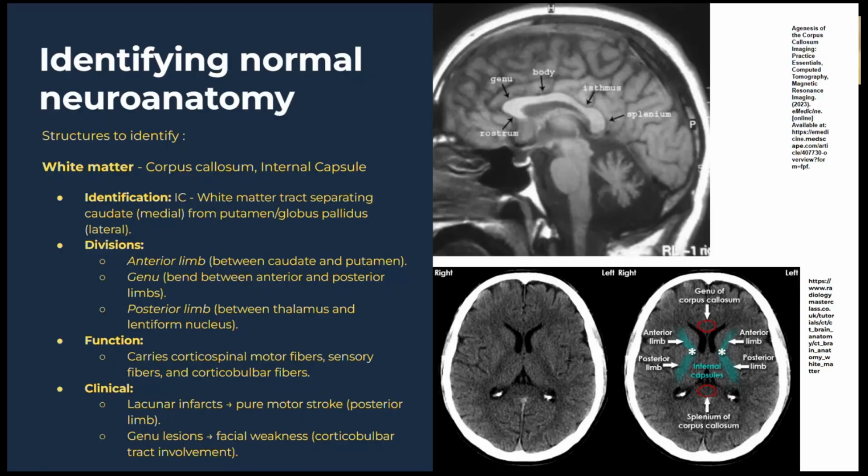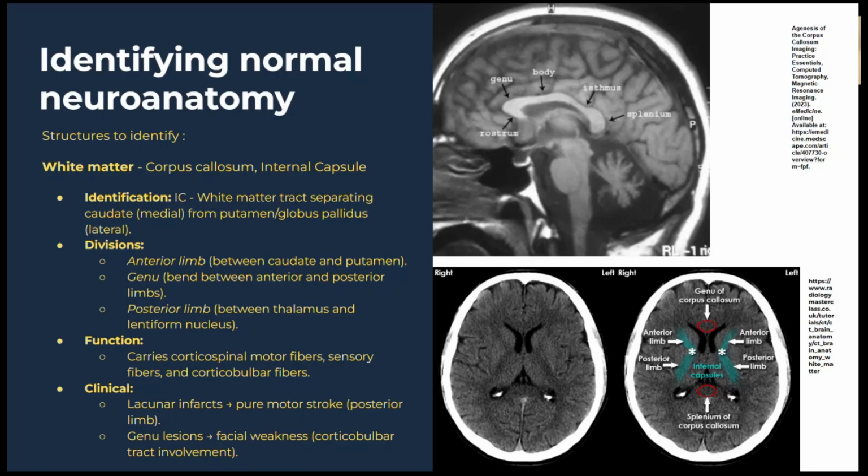So some of the white matter structures would be the corpus callosum, the internal capsule. The internal capsule you can identify because it separates the caudate from the putamen. And then obviously you've got the different divisions, marked on the bottom there: the anterior limb, the genu, and the posterior limb. The function of it is that it carries the corticospinal motor fibers, some sensory fibers, and corticobulbar fibers as well.